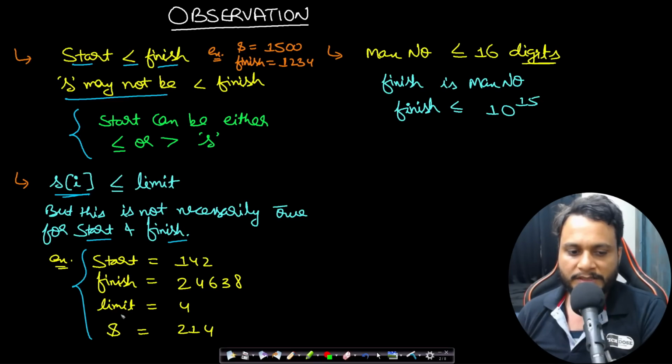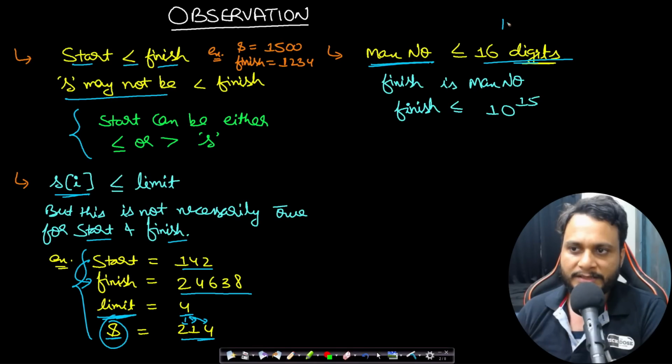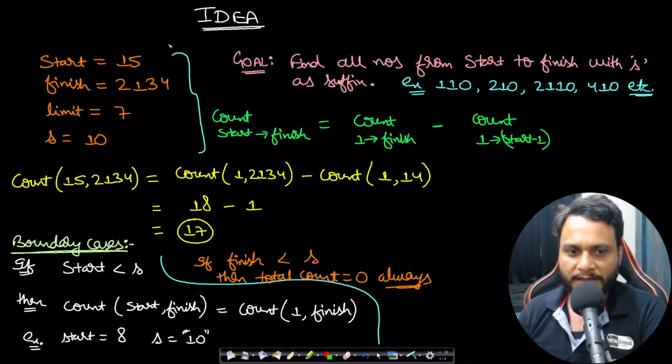Fine. So the start can be, let's say, 142, finish is 24638, while the limit was only 4, and the s value will always have all the digits within the limit. And whatever number we generate from start to finish having suffix s should also have all the digits less than or equal to limit. That we should take care of. Now the maximum number will be no more than 16 digits, as it is mentioned the maximum number is 10 to the power of 15. Now once you have understood some constraints, let's look at an idea.